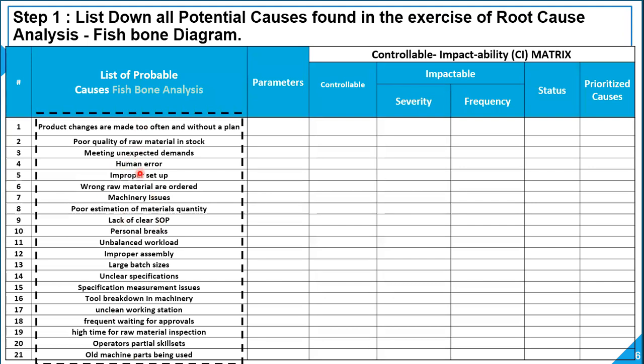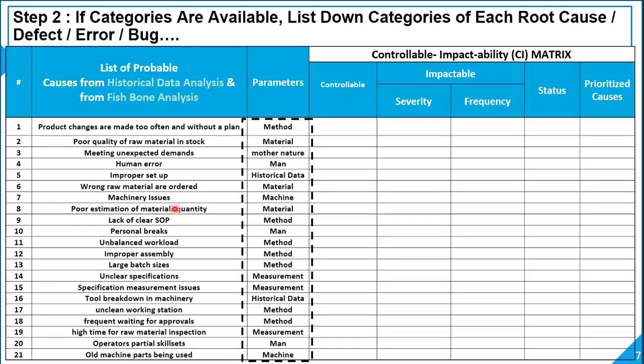So these causes are from the fishbone diagram exercise. This is step number one. Step number two is, if categories are available, list down the categories of each root cause or defect or error or bug. So whatever the root cause or defect or error or bug, if the categories are available, we can just jot down the categories over here.